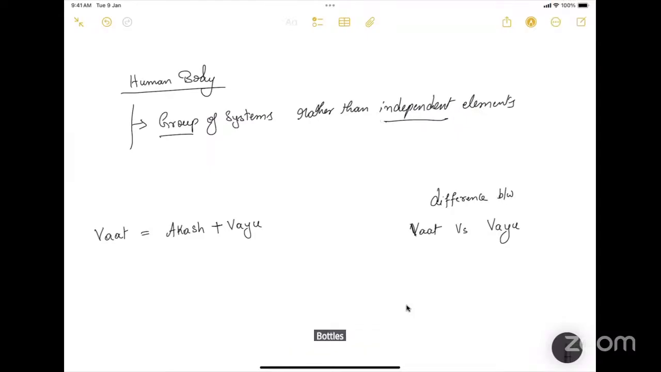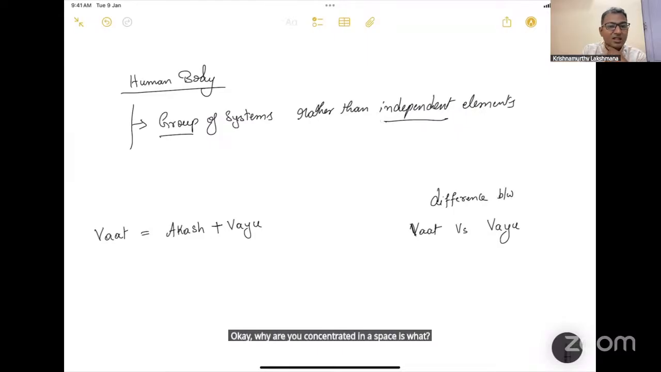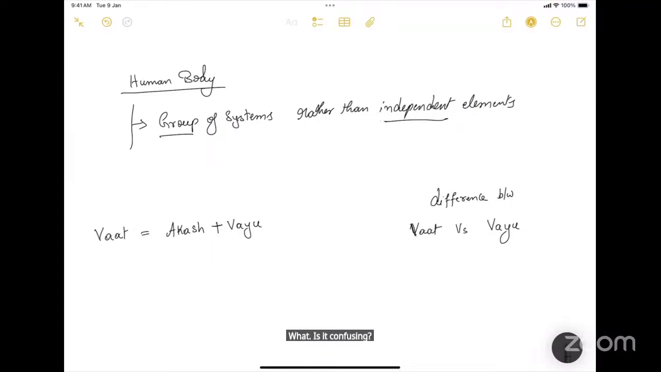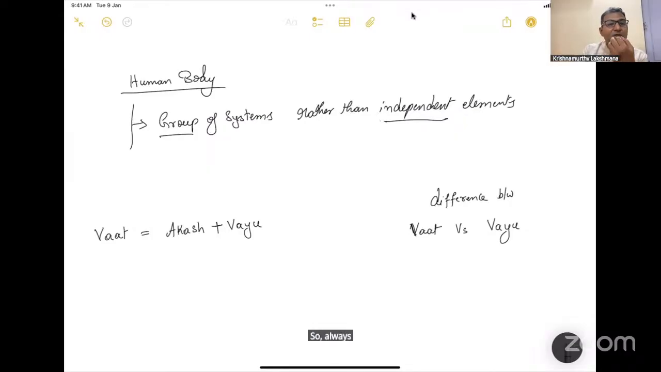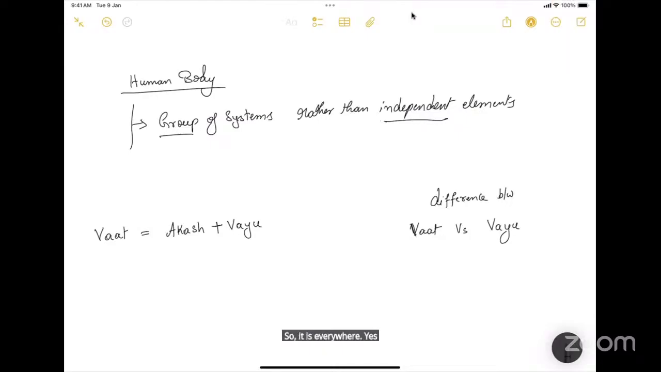What else? Sir, is it that the Vayu is concentrated in a particular space that is called Vat? Okay, Vayu concentrated in a space is Vat. Is it? So Vayu which is not concentrated in a space is called as what? Is it confusing? Because space is everywhere. So we can't say that Vayu is not concentrated in space. So it is everywhere. So always Vayu is concentrated in a space. Is that what you're telling?